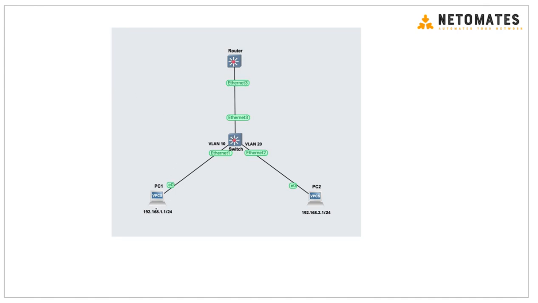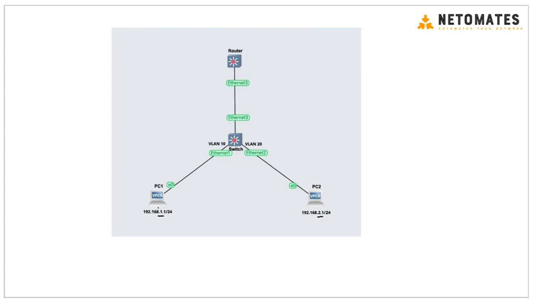So we have PC1 in the 192.168.1.1 network, and we have PC2, which is on the 192.168.2.1 network. So PC1 and PC2 are in different subnets. In order to make communication between PC1 and PC2, there should be some gateway. They are currently directly connected to a switch.